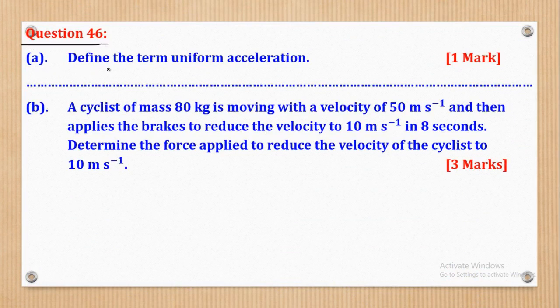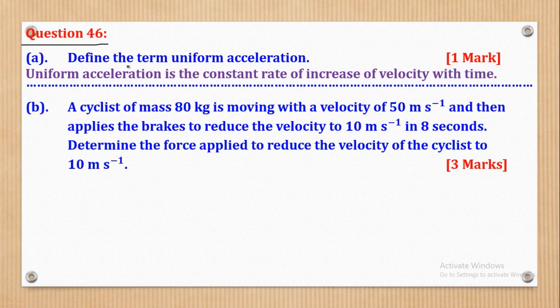Part A says, define the term uniform acceleration. So uniform acceleration is the constant rate of increase of velocity with time. So this is increase because they said acceleration. If they had said deceleration, here I would have used decrease. But because they have said acceleration, here we have to say increase.